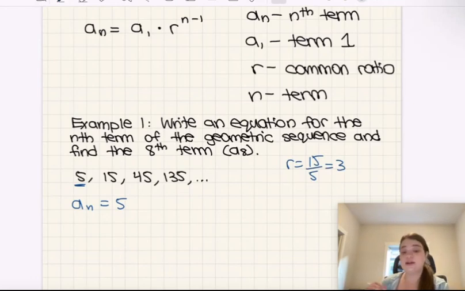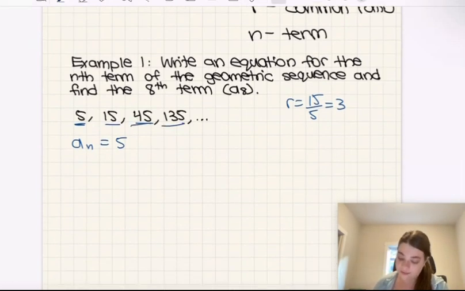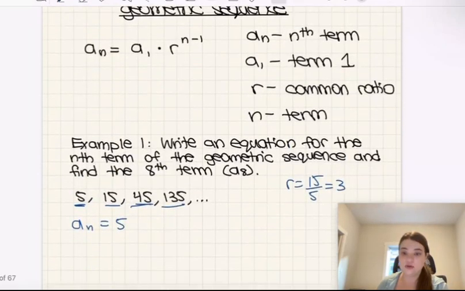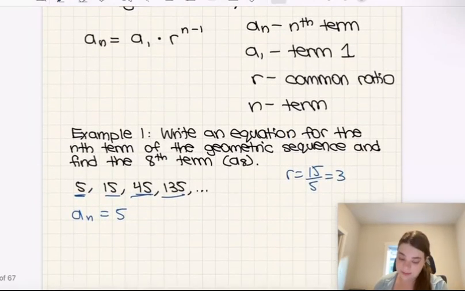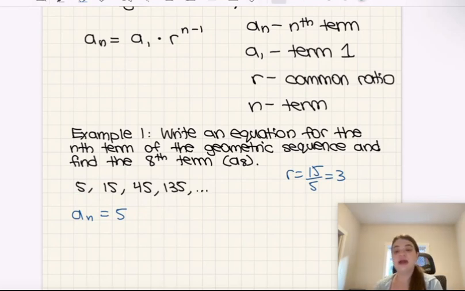Now notice, had I chosen different terms, had I chosen 45 and 15, 45 divided by 15 is also 3. 135 divided by 45 is also 3. So no matter which ones we choose, we'll always get the same common ratio, which is good because if we don't, that either means we've miscalculated or it means that the sequence we're looking at isn't actually a geometric sequence, because a key characteristic of every single geometric sequence out there is that there is a common ratio, one single common ratio. The ratio doesn't change throughout the sequence.